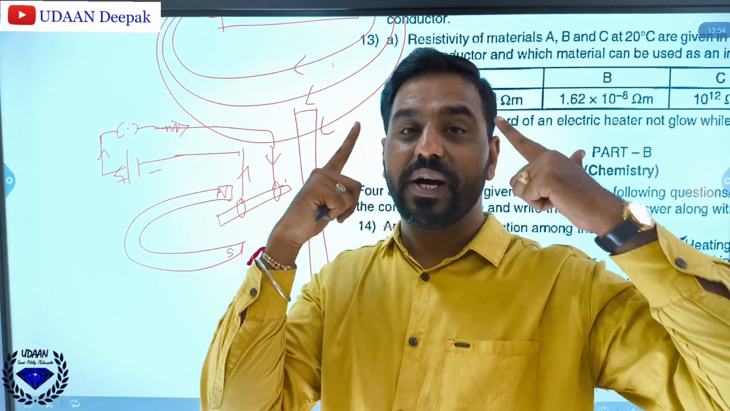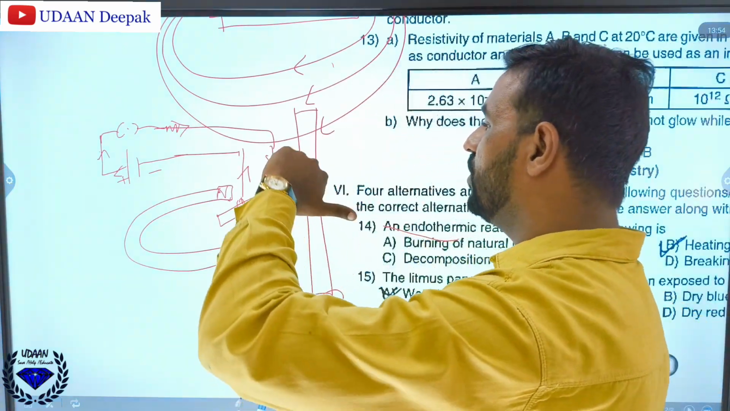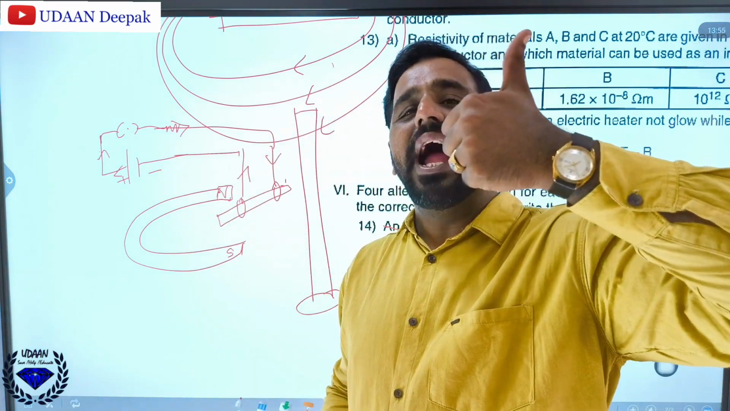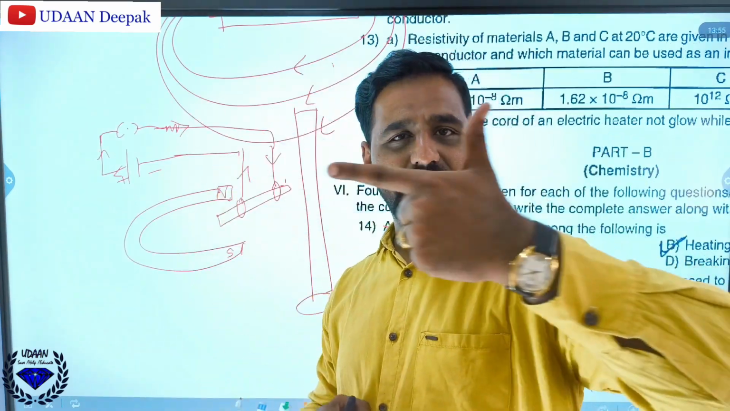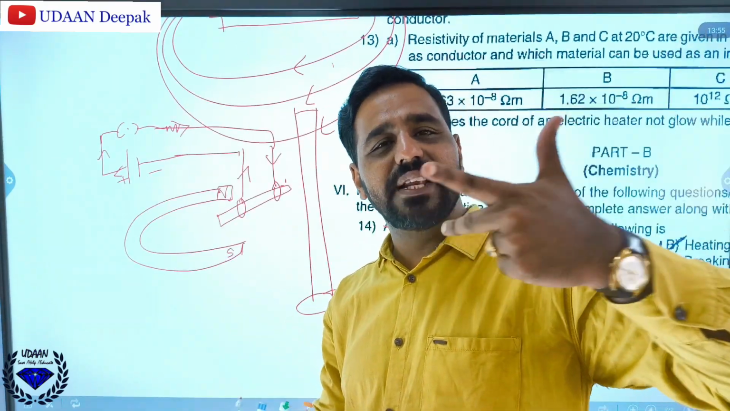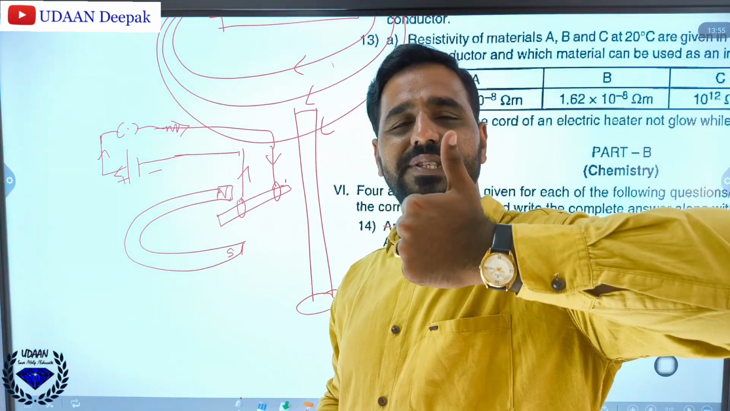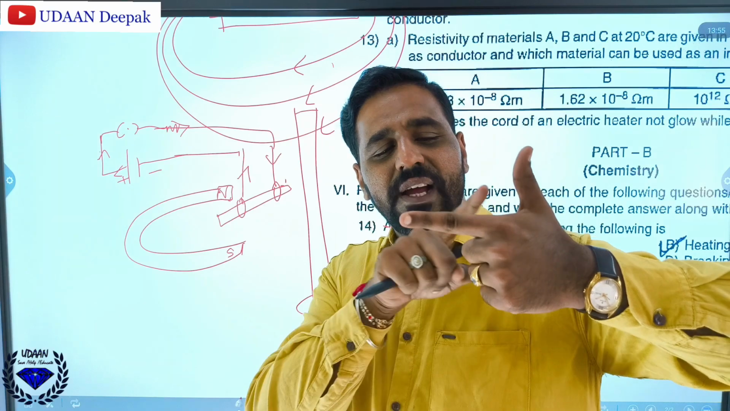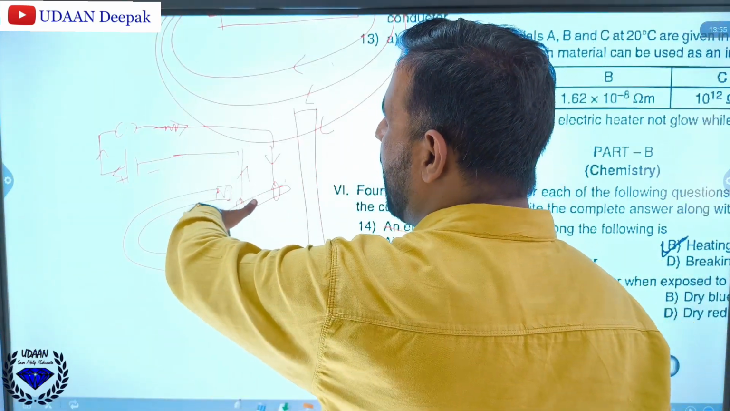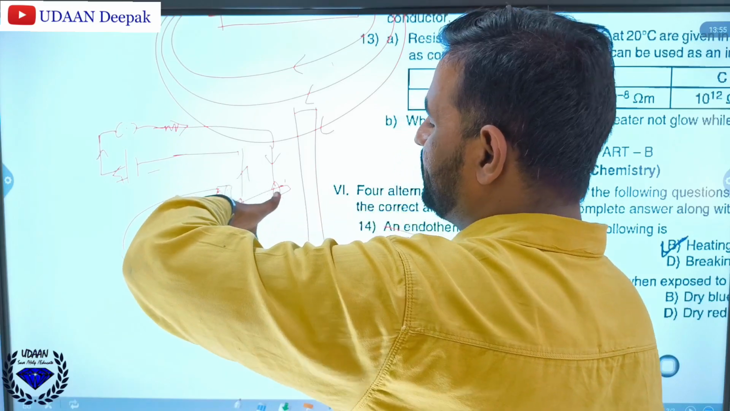Fleming's left hand rule. Remember Fleming's left hand rule. So what does the thumb indicate? The thumb indicates direction of force. And how? Father, mother, children. Father is force, mother is magnetic field, children is current. So if the thumb indicates force, the forefinger indicates magnetic field. The magnetic field moves from north pole to south, so it will move downward.